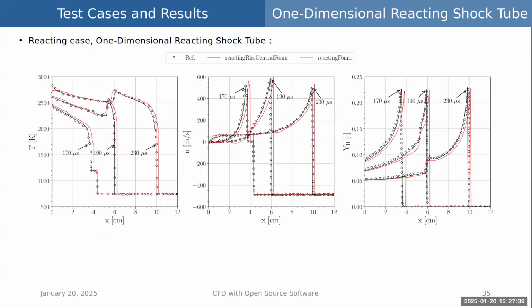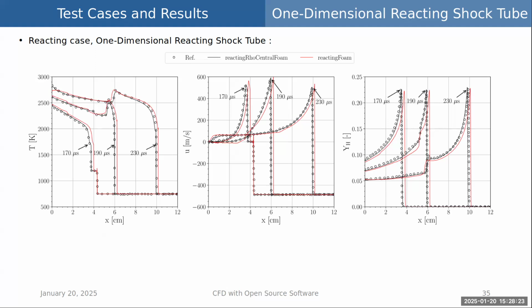And so here you can see the line plot along the 1D domain for the temperature, velocity, and the hydrogen mass fraction at 3 different times using reactingRhoCentralFoam and reactingFoam, and compared with the reference solution of the literature. We see that reactingRhoCentralFoam works better in this case. The discontinuities are well predicted and well located compared to the reference case. On the other hand, reactingFoam schemes introduce more numerical diffusion. I think in this case, I used second order linear schemes for the advection terms. And we see that the discontinuities are not perfectly located compared to the reference case.